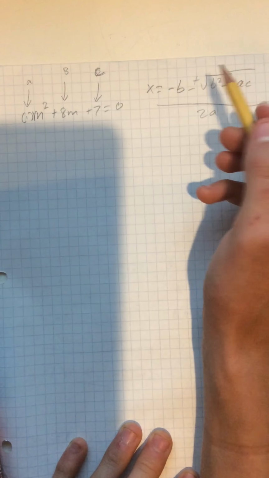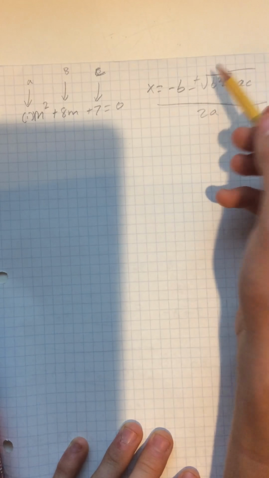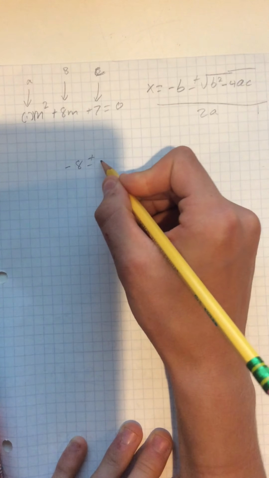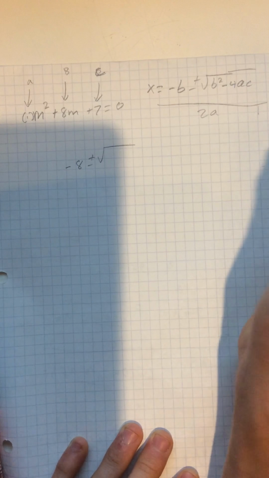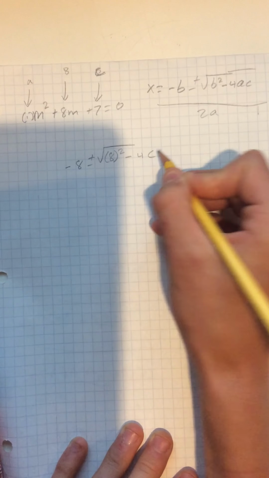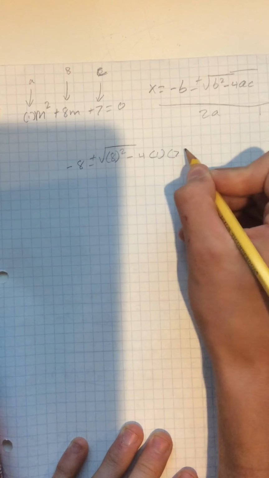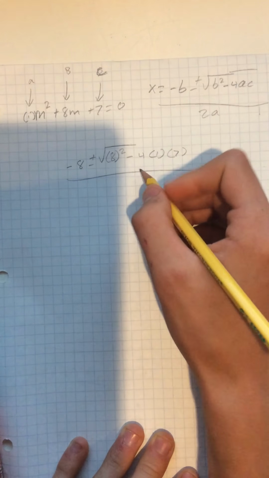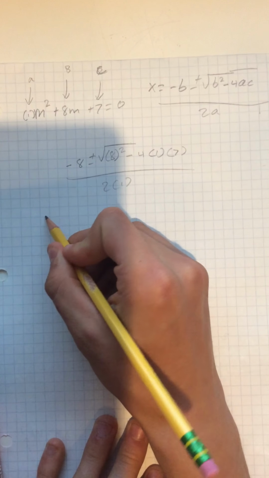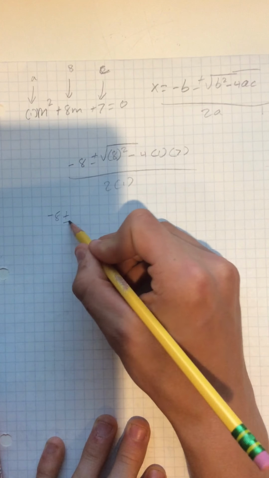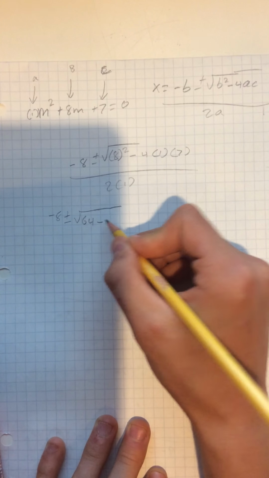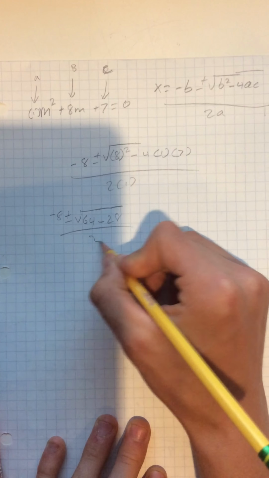So if we want to solve, let's start off by plugging in the top row. Negative 8 plus or minus the square root of 8 squared minus 4 times 1 times 7 all over 2 times 1. When we simplify that, we get negative 8 plus or minus the square root of 64 minus 28 all over 2.